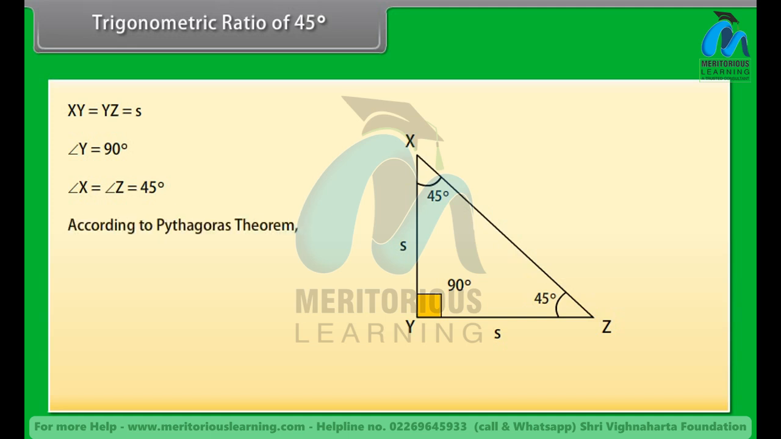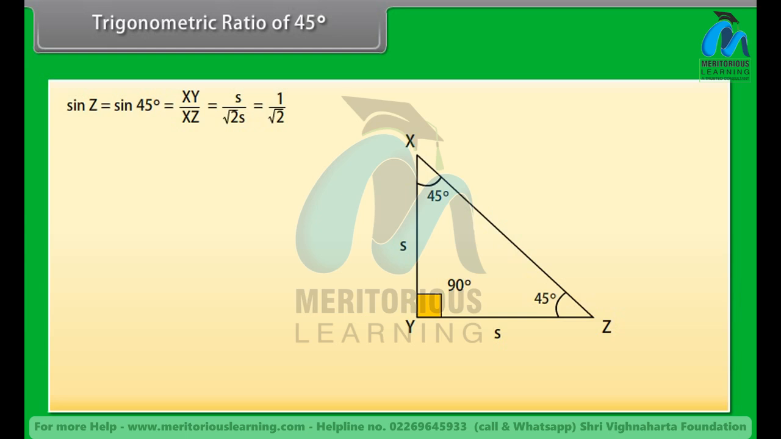According to Pythagoras theorem, XY square plus YZ square is equal to XZ square. By substituting the values, we get S square plus S square is equal to XZ square. XZ square is equal to 2S square, which means XZ is equal to square root 2S.